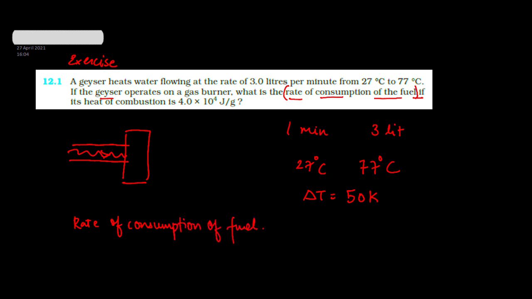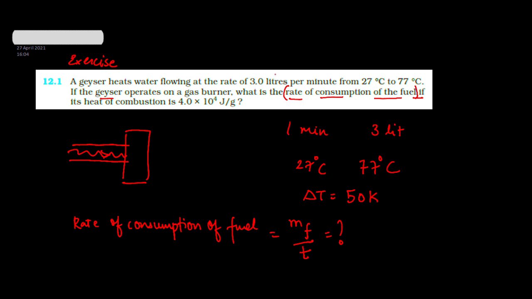That means how much mass of fuel is consumed per unit time. Is this clear? How much mass of fuel is consumed per unit time? That's what we have to find.